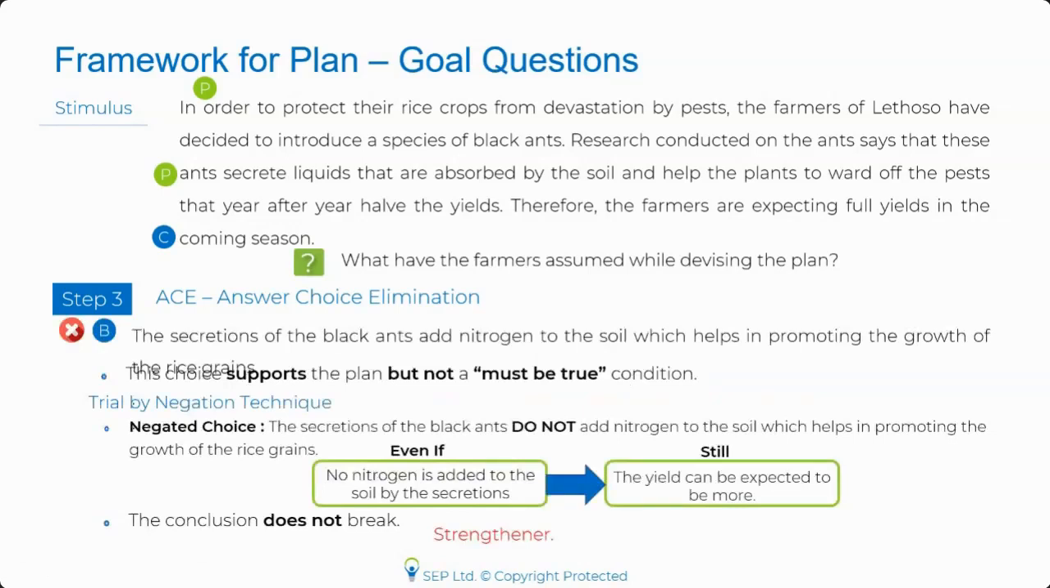And those of you who marked choice B, my question to all of you is: are you clear? Okay, so 12% of you marked B. Are you clear why B is not the correct answer choice? So Shivam says it's the strengthener. Shivani says yes.